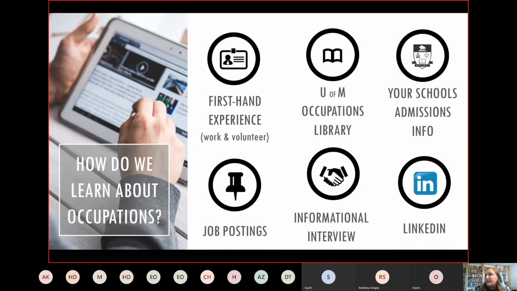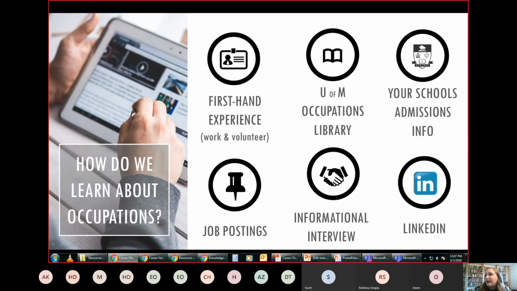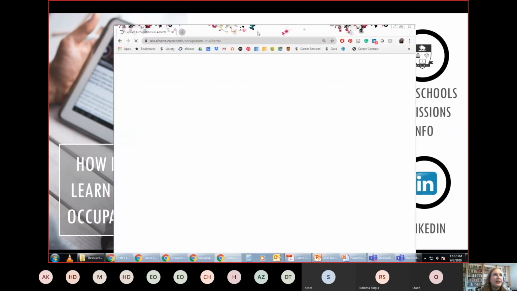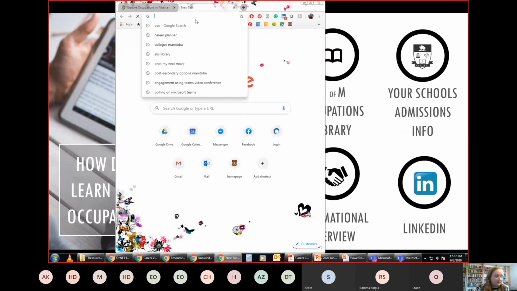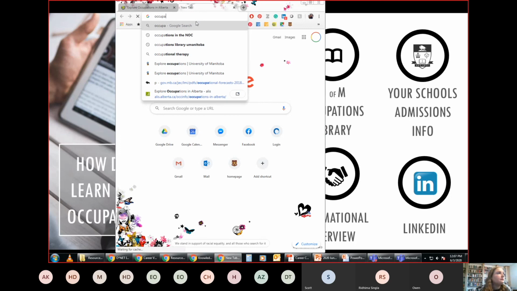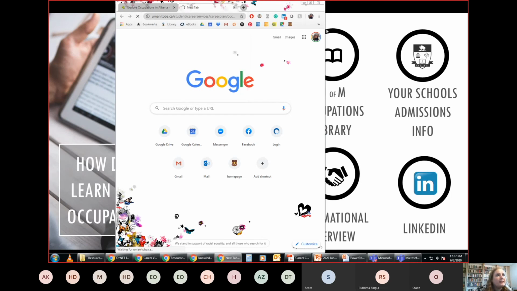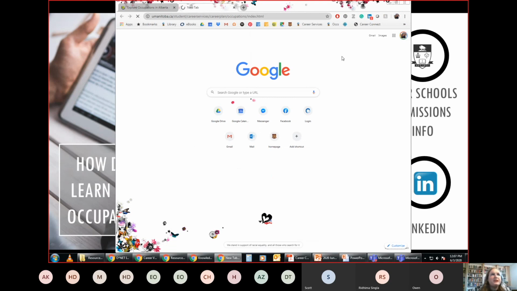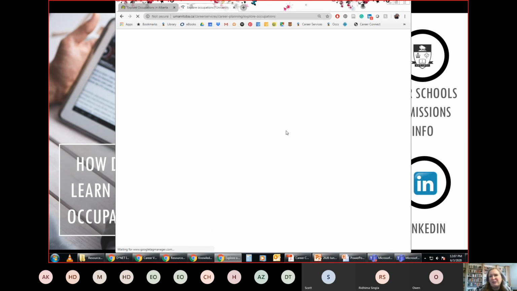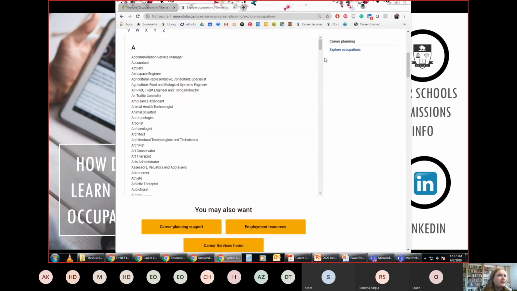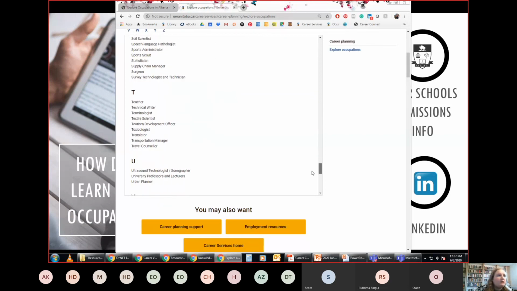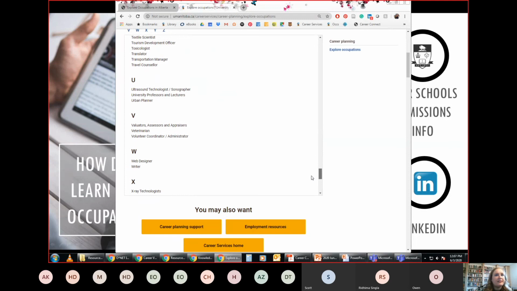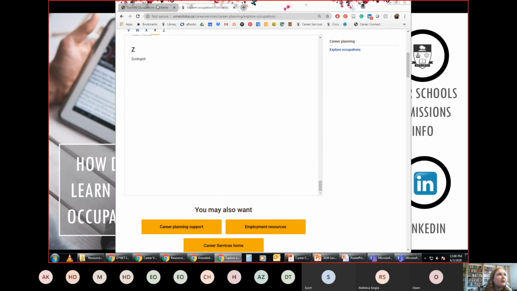The other thing that I love using is the U of M Occupations Library. I already kind of showed you it, but I want to show you it from a different angle. So our occupations library, like I already kind of showed you, has really good information about lots of different occupations. So that's a good place to start if you want to learn more. You can see we've got a huge diversity of occupations on our page, where we include information about educational requirements and stuff like that. So this is a good place to start if you're trying to compare different occupations.